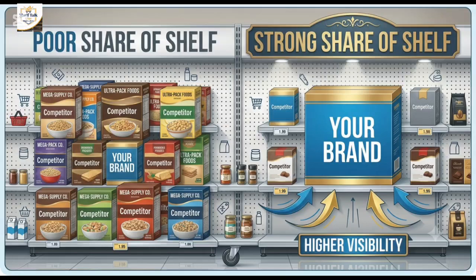Now we'll see an example of good SOS versus poor SOS. In this visual you can see the left shelf contains small brand space while the right shelf has large brand space. So I ask you a question: which shelf attracts your attention first? Most shoppers naturally notice the larger brand block. That's why maintaining your approved shelf space is so important.